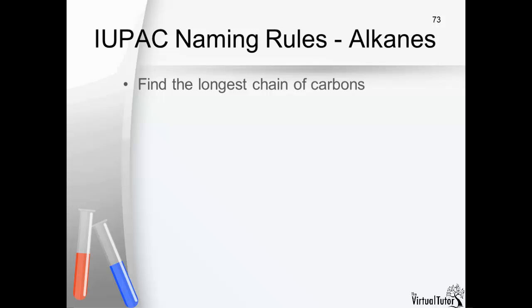The system used to name organic molecules is called the IUPAC system. These are the rules used to name alkane molecules. First, find the longest chain of carbon atoms.